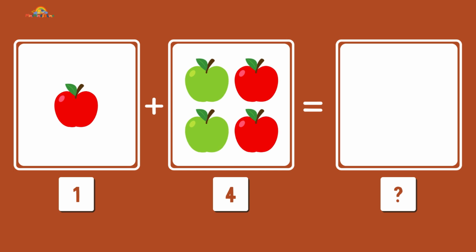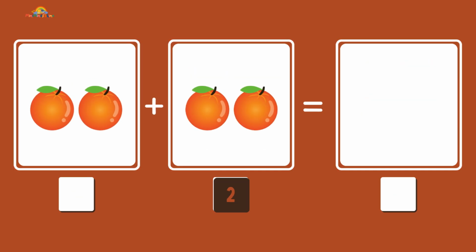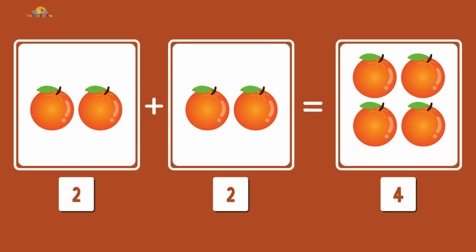We have 1 apple and 4 apples. Let's count them together. 1, 2, 3, 4, 5. So, 1 plus 4 equals 5. We have 2 oranges and 2 oranges. Let's count them together. 1, 2, 3, 4. So, 2 plus 2 equals 4.